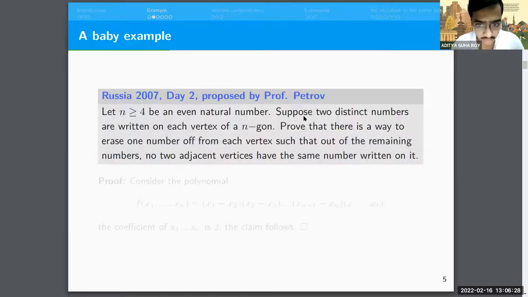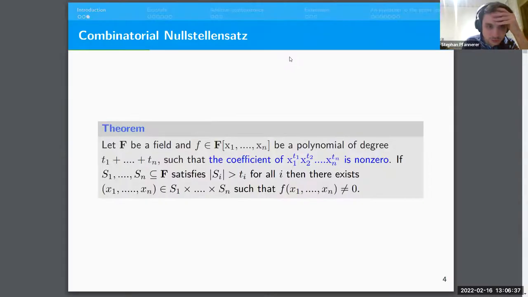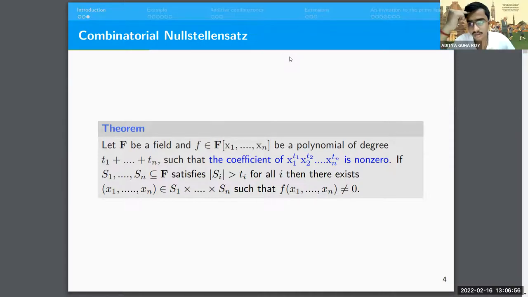Yeah, so let's see how. Can I interrupt you for a short question? Yes, sorry. If you can go back to the theorem with the conditions, because you said the degree is T1 plus ... plus Tn, and you said the coefficient should be non-zero. Do you mean that all coefficients of the monomials of highest degree are non-zero? So, no matter how I decompose into T1 up to Tn, these coefficients are non-zero?